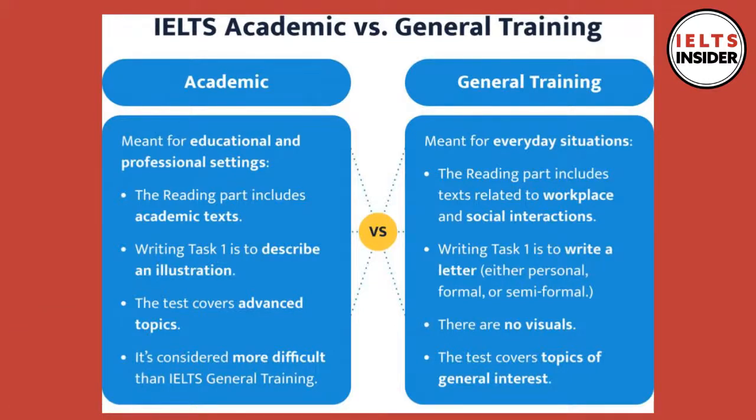I'll take myself off. So here's a chart: IELTS academic versus general training. I'm not sure if you can see this on your phone or monitor, wherever you're looking. So it tells the difference. If you look at the left side, academic, meant for educational and professional settings. So the reading parts of the test, remember there's reading, writing, listening, and speaking, four parts of the test. The reading part includes academic texts. So these are high level writings.